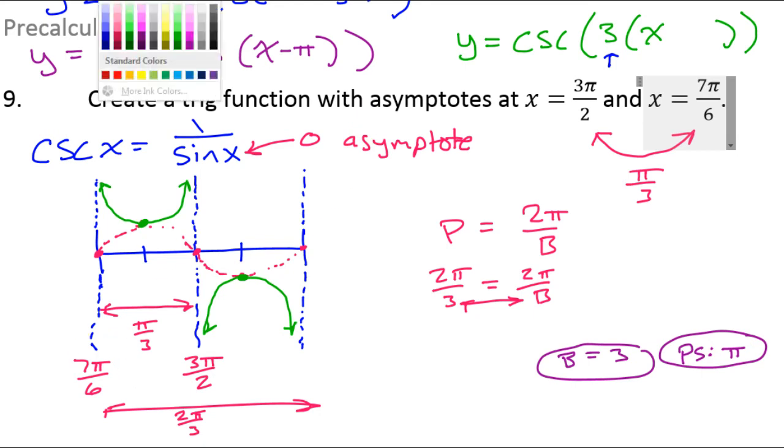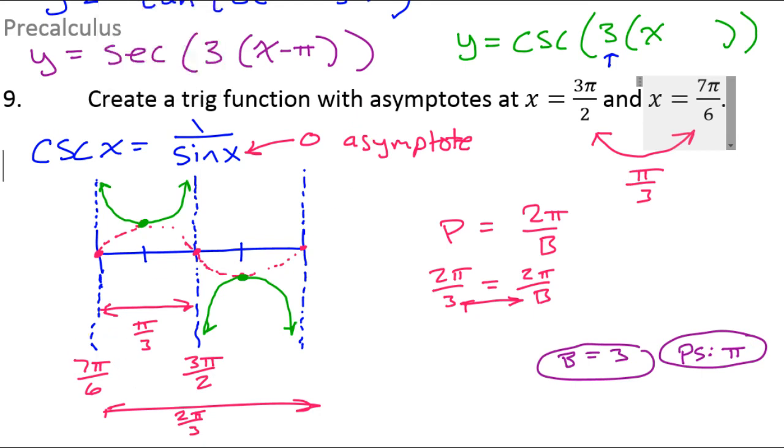And really all I have to do is write in the phase shift. So this 7 pi over 6 at the beginning is going to be my phase shift, so I'm going to put minus 7 pi over 6. So that is one equation for cosecant.